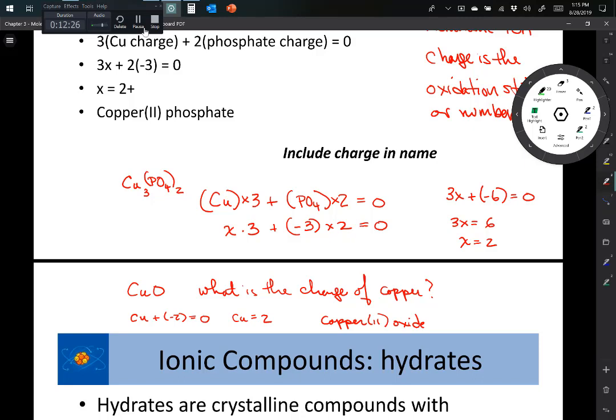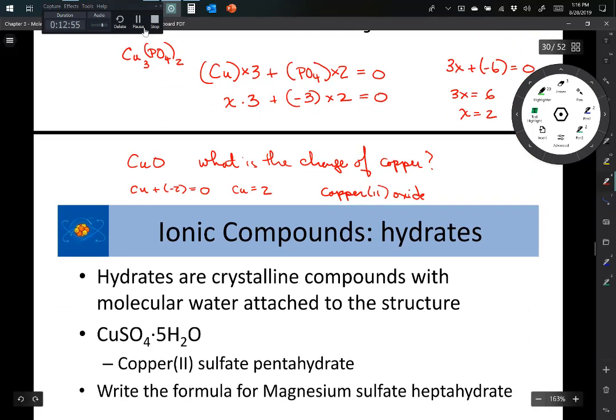Yeah, so I think maybe you missed this little bit here. 3x is equal to -6. Added 6 to both sides, divided by 3. So how do we get to 3x plus -6? Because it's 3 times the charge of copper. And I just put x in for the charge of copper, rather than writing copper over and over. Make sense? Okay. And you'll be doing it today in the worksheet.